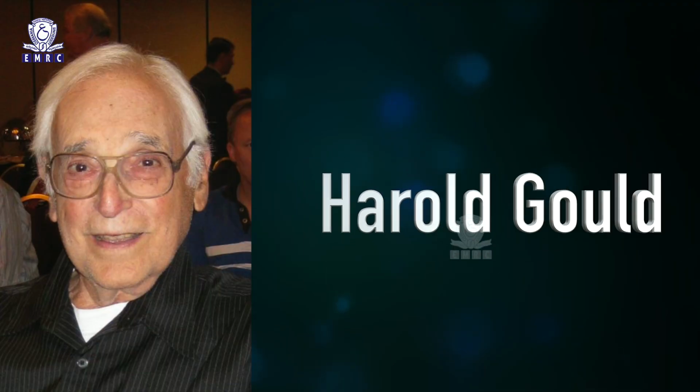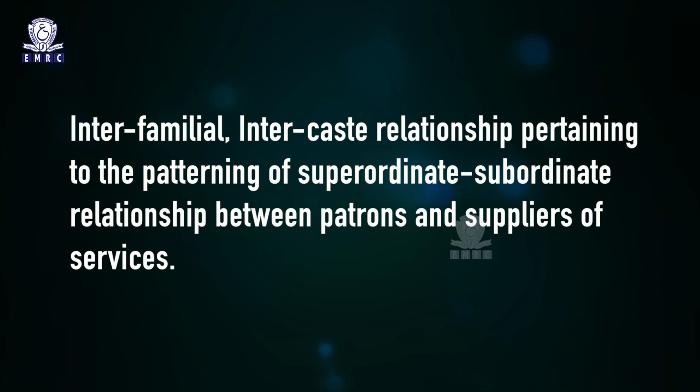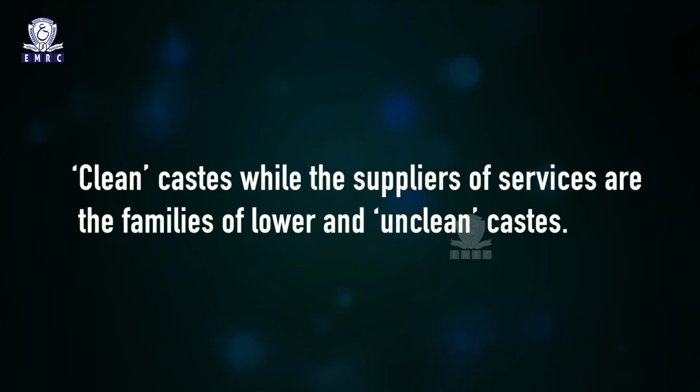Definition and nature of Jajmani system. According to Harold Gould, the Jajmani system is an interfamilial, intercaste relationship pertaining to the patterning of superordinate-subordinate relationship between patrons and suppliers of services. The patrons are the families of clean caste, while the suppliers of services are the families of lower and unclean caste.